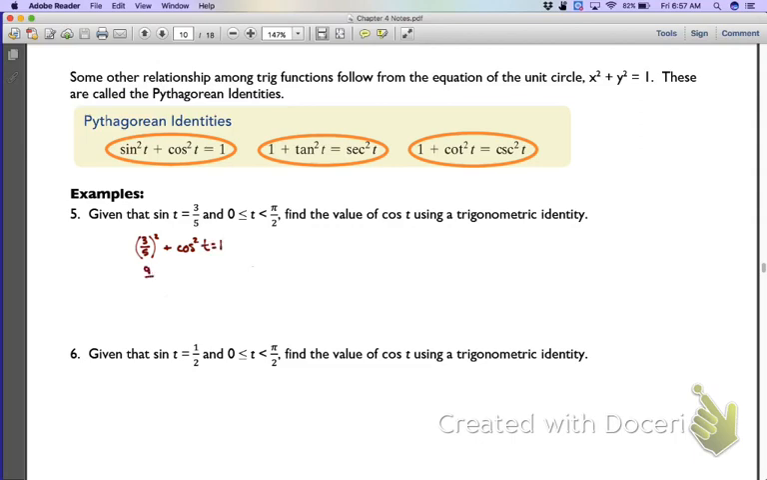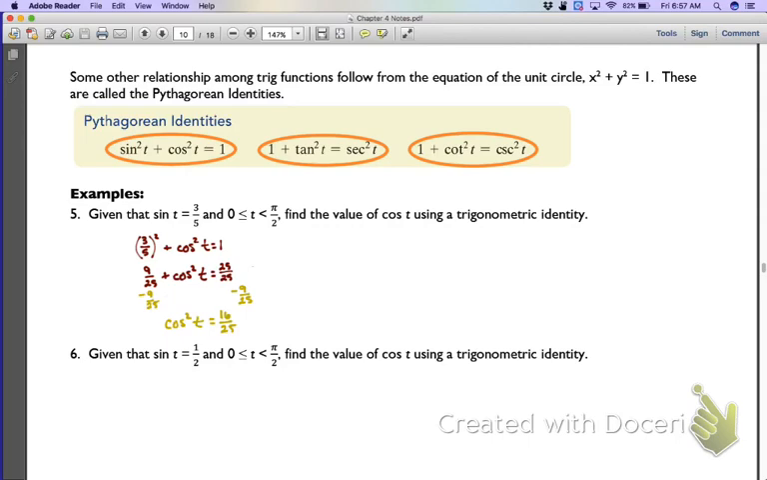So that's 9 over 25 plus cosine squared of t. I'm going to go ahead and write 1 as 25 over 25. And then all I'm going to do is just subtract. I'm going to subtract 9 over 25 from both sides. So whenever I do, I'm going to have cosine squared t equals 16 over 25.